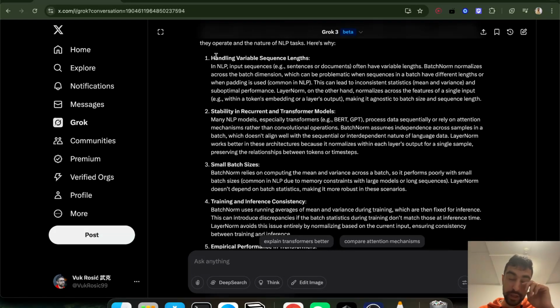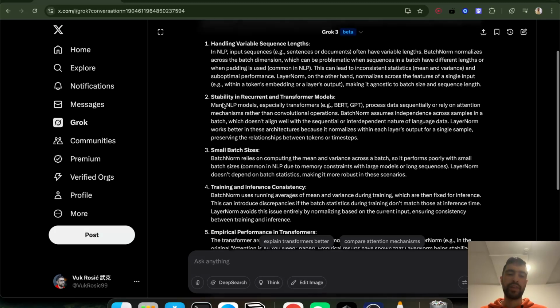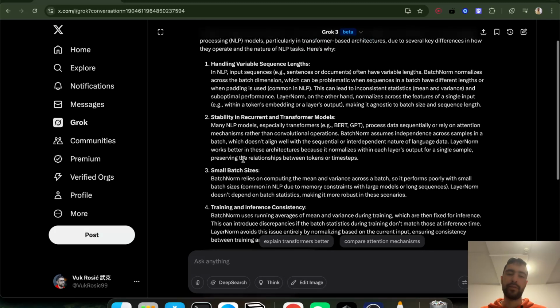Usually layer norm is used more than batch norm in NLP, natural language processing. One of the main reasons, and you can see many, but one of them is that there are different lengths of sequences. So layer norm doesn't care, because it calculates within a single sequence and not across the batch.